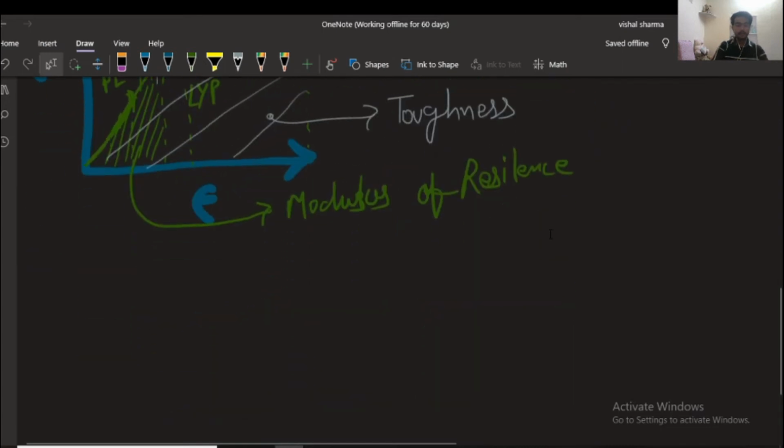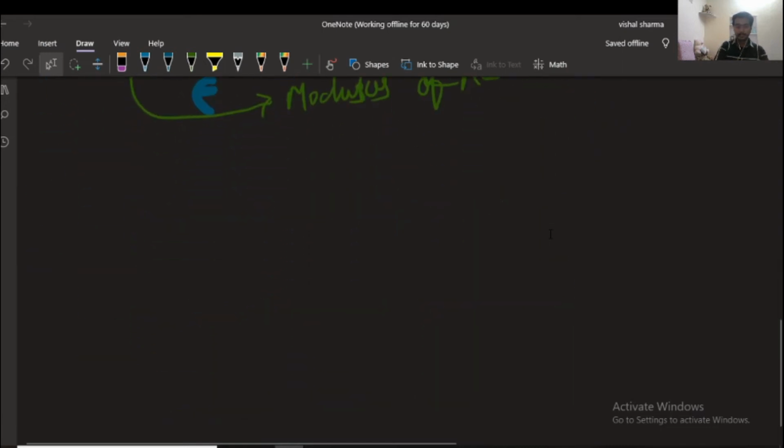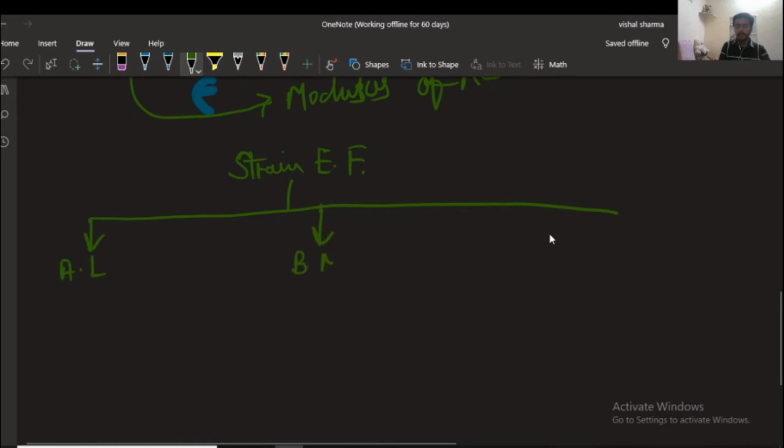Now we are moving to how to find the strain energy. We will discuss the strain energy formula for different cases: for the axial load, for the bending moment, and the third one for the twisting moment.